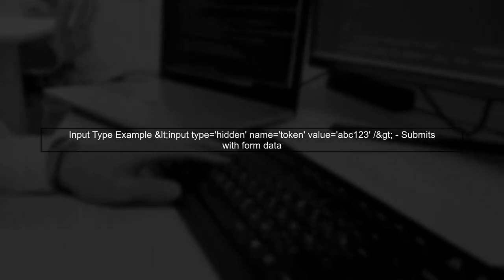Let's begin by understanding the difference between type hidden and hidden as an attribute in HTML forms. The input type equals hidden creates a form field that is not visible to users, but can still be submitted with the form data.